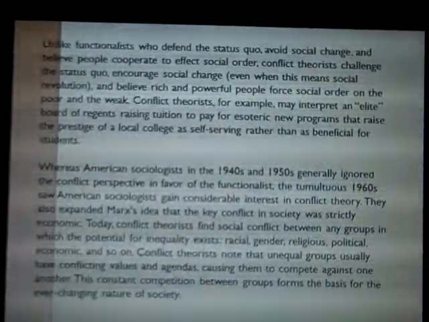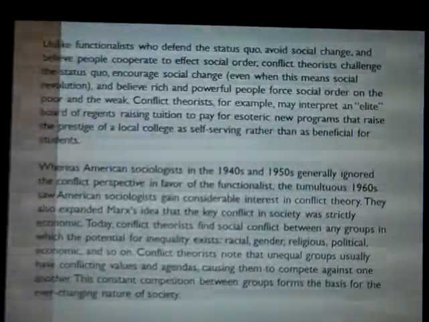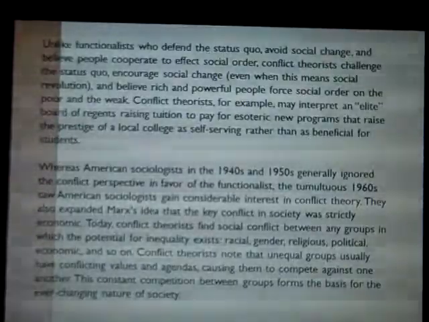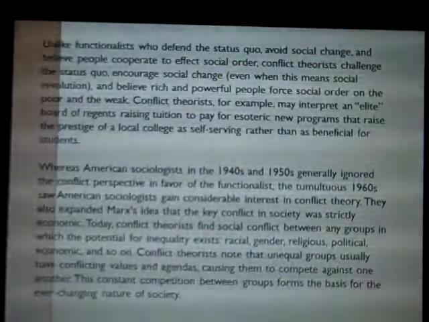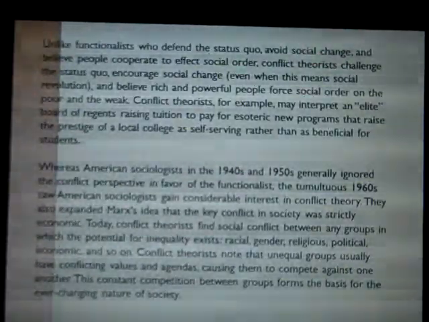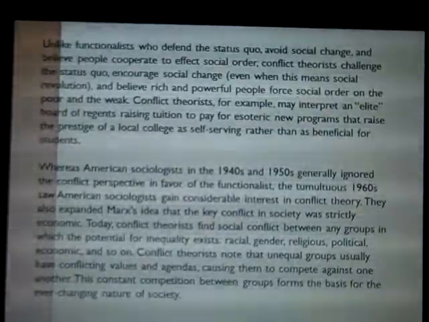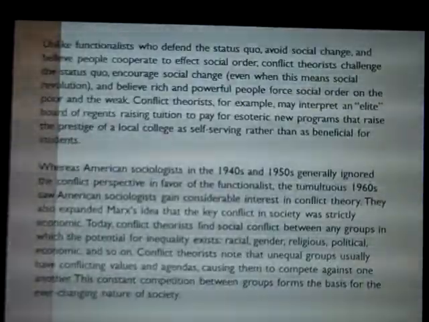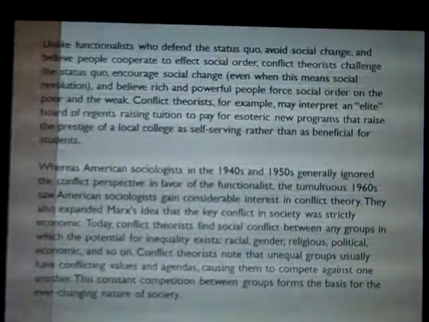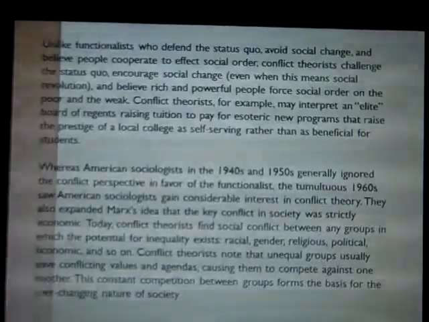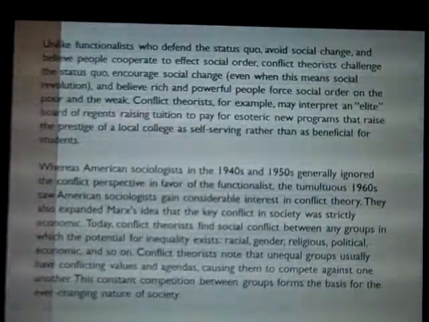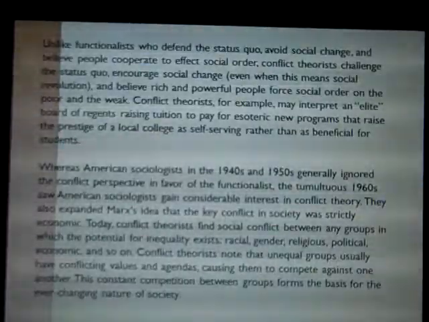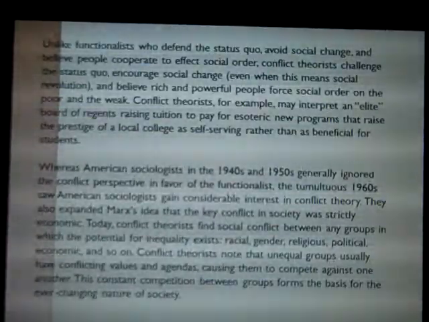Remember our discussion of the Industrial Revolution. The few at the very top of the power structure who owned the factories, who owned the means of production, exploited and alienated, took advantage of those who were at the bottom, who were working in these factories. So, conflict theorists may interpret an elite board of regents raising tuition to pay for new programs that raise the prestige of a local college as self-serving rather than as beneficial for students.